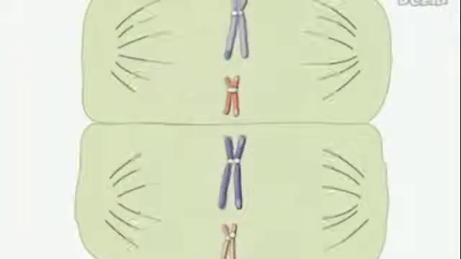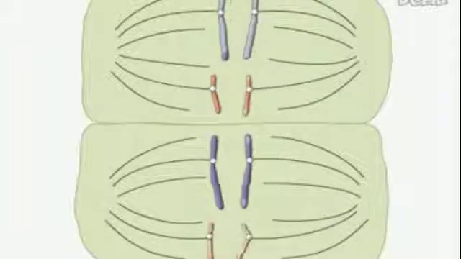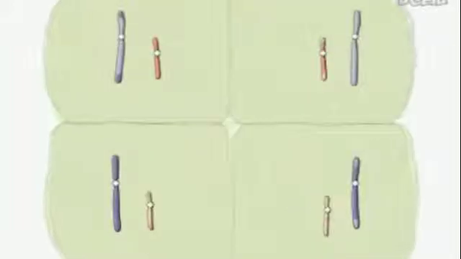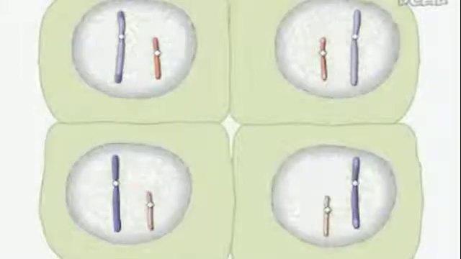Meiosis 2 essentially follows the same steps as mitosis in that the sister chromatids separate. The end result of meiosis 2, however, is the production of 4 haploid and genetically varied cells.